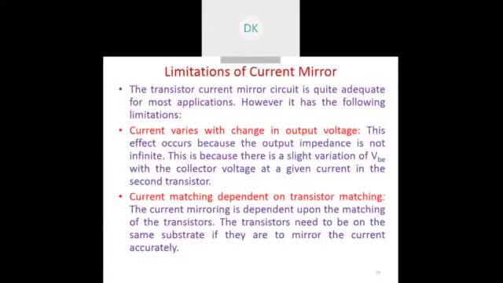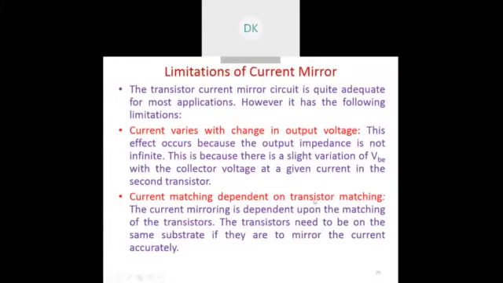There are two limitations of a current mirror. The first limitation is that the output current varies with respect to change in the output voltage. When there is a change in the input voltage, which is nothing but VBE, a slight variation of VBE will cause a major change in the output voltage VCE, and therefore the output current changes. This is one of the limitations of a current mirror.